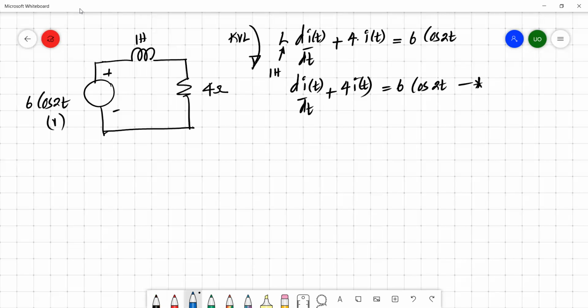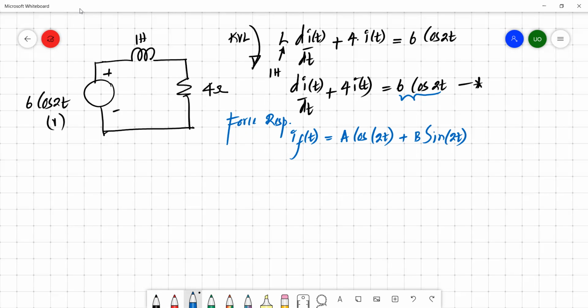So then how do you find the force response? The first term would be 6 cos 2t. So then you can propose a trial solution for this force response as a cos 2t plus b sine 2t. So depending on a and b, you can find the exact response. How do you find the a and b?